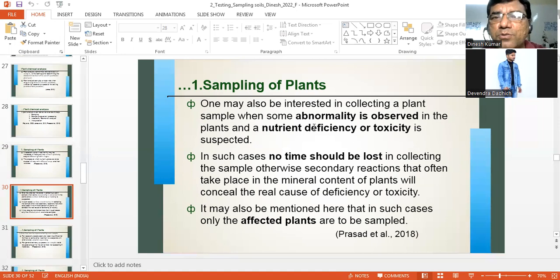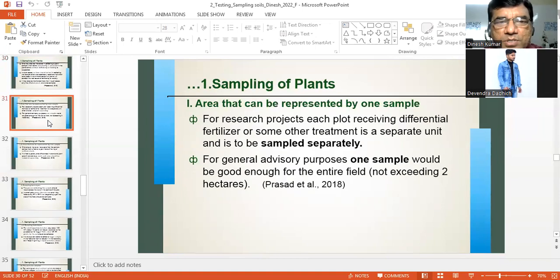It can be done in 1 or 2 days' time, because here you need not go for air drying of the sample, like in the case of soil analysis. Here you can go for oven drying of the sample. That can be done in 24 hours, and then immediately you can analyze your sample. It may also be mentioned here that in some cases only the affected plants are to be sampled if you see deficiency or toxicity.